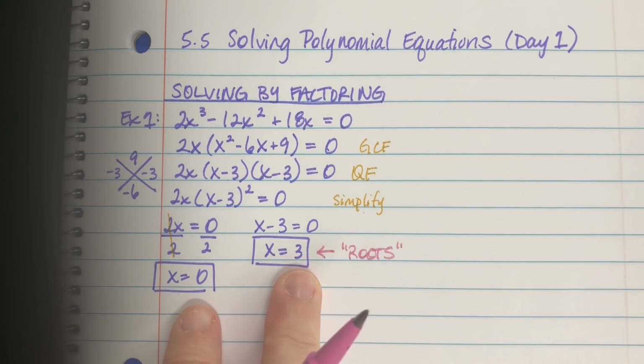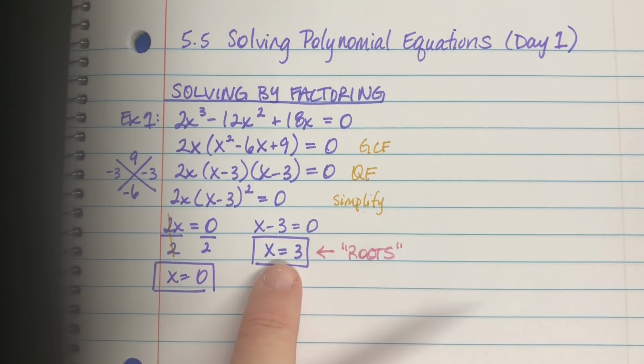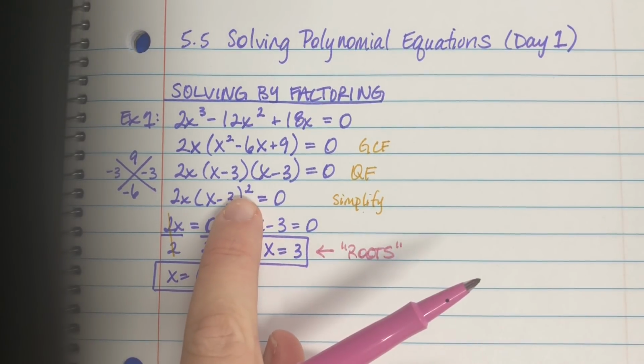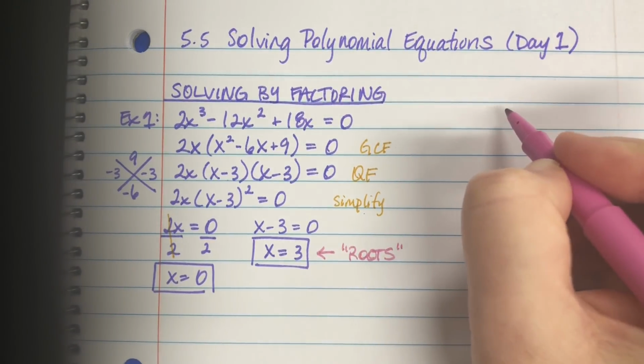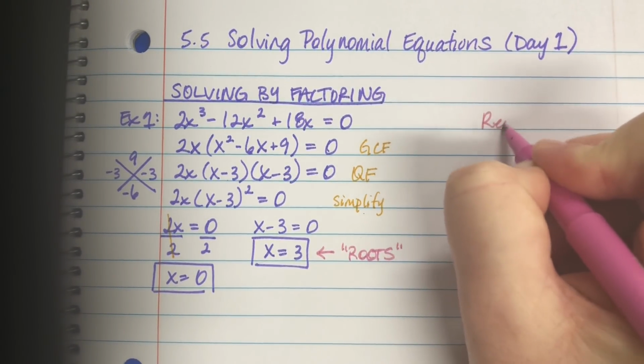So again, our 2 different answers. One of these answers is repeating. The 3 is repeating due to the square in the original factor. It was originally squared, so this guy is known as a repeated solution. A little side blurb on repeated solutions.